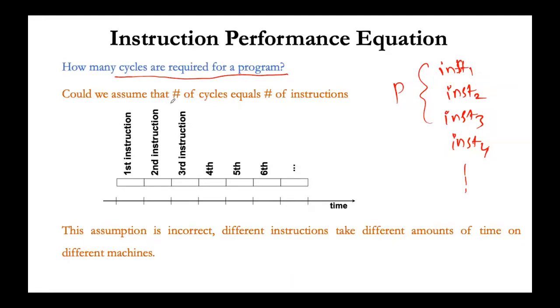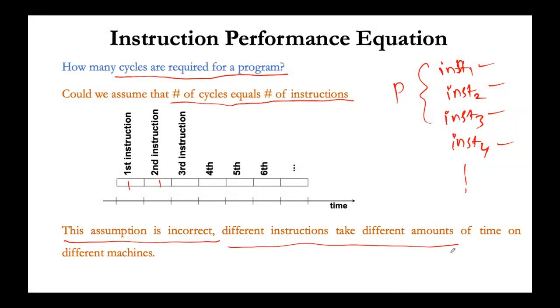So could we assume that the number of cycles equals the number of instructions? That means every instruction takes the same time. For the first instruction, it takes, suppose, 1 cycle. For the second instruction, it takes one cycle, and so on. But this assumption is incorrect. Different instructions take different amounts of time on different machines.